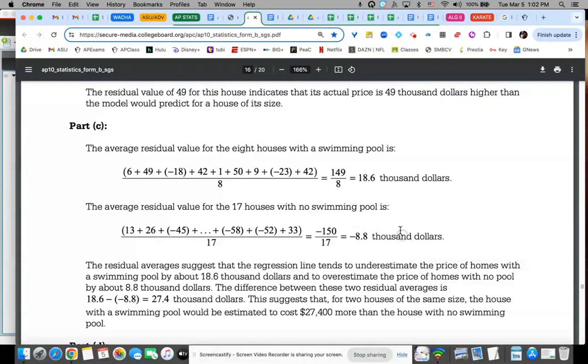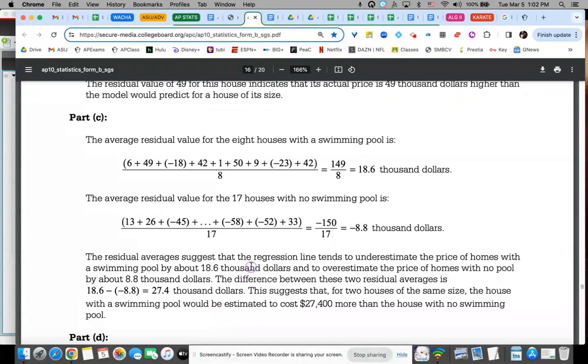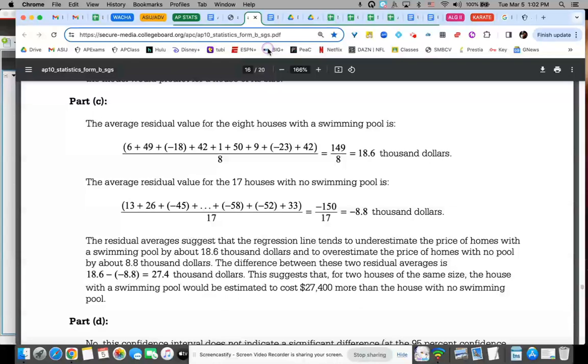So what does this suggest? Well, obviously there's a difference. The houses with swimming pools are over the prediction line more often, on average about 18.6 thousand. The houses with no swimming pool are under the prediction line by about 8.8 thousand, right? So if you kind of looked at the difference between both of those, you'd have about $27.4 thousand difference between the pool and no pool houses, right? So that's what they're just explaining here. Okie doke. That's not too bad, right?